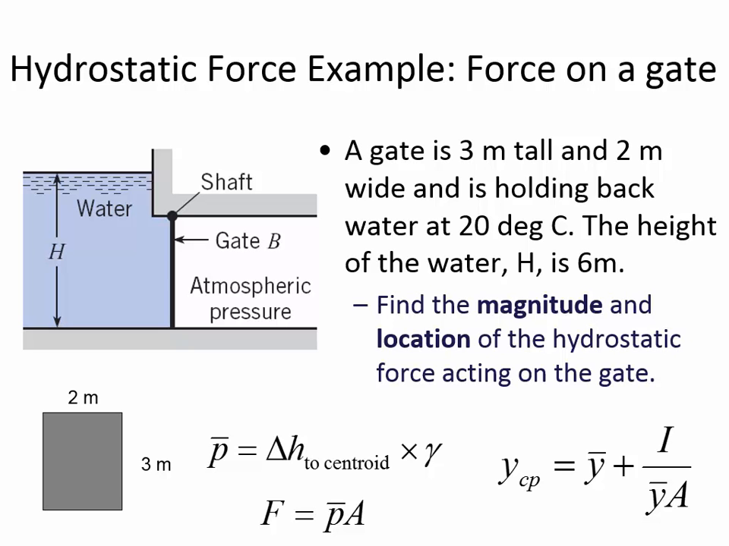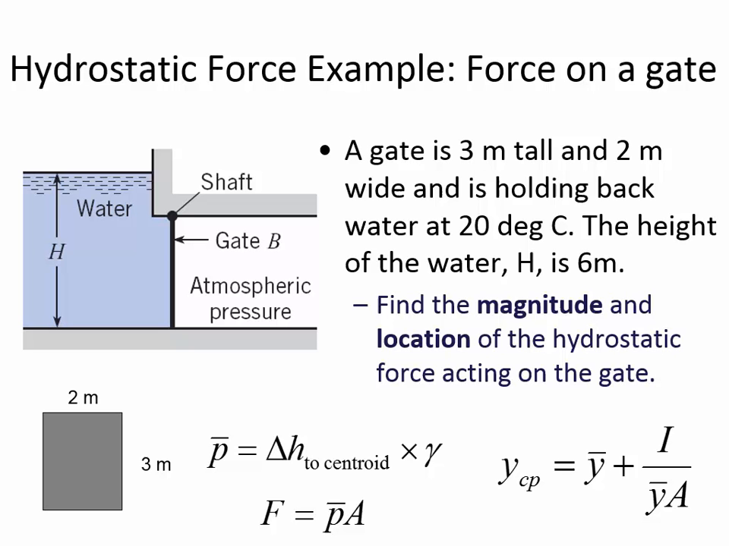Multiply those two together. We find the pressure at the centroid is 44,055 newtons per meter squared. Multiply that by the area to find the hydrostatic force magnitude. So the magnitude of the force is 234,330 newtons. Any questions up till here?